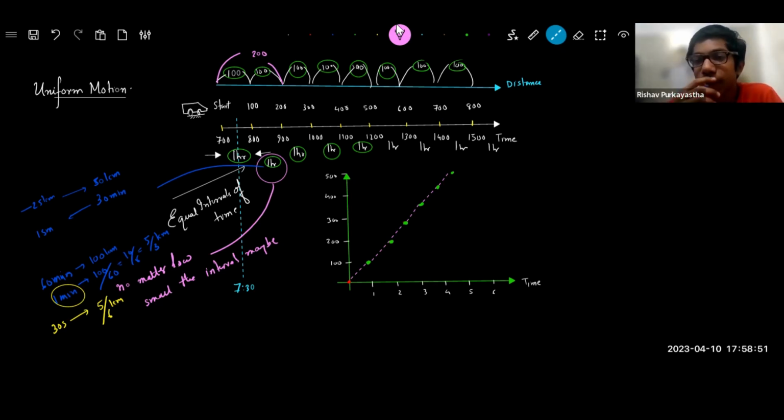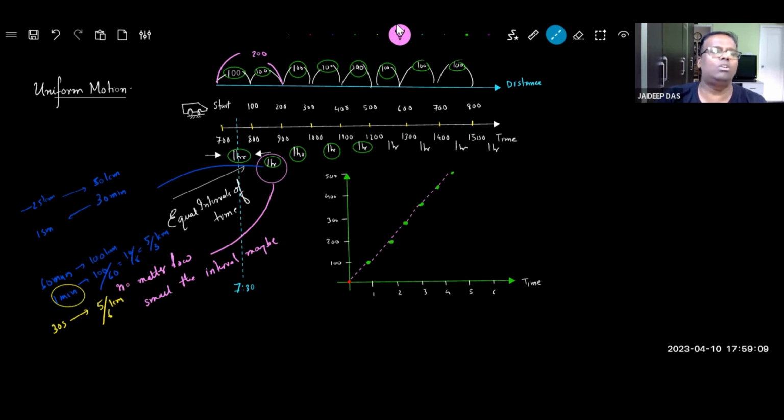Sir, if the mode of transportation is changed, then we have to change the graph. No, no, why would a change in mode of transportation change the graph? When data changes, the graph changes. You can't expect a bullock cart to go 100 kilometers in 1 hour. It won't go. A bullock cart may go a maximum of 10 kilometers in 1 hour, not more than that.